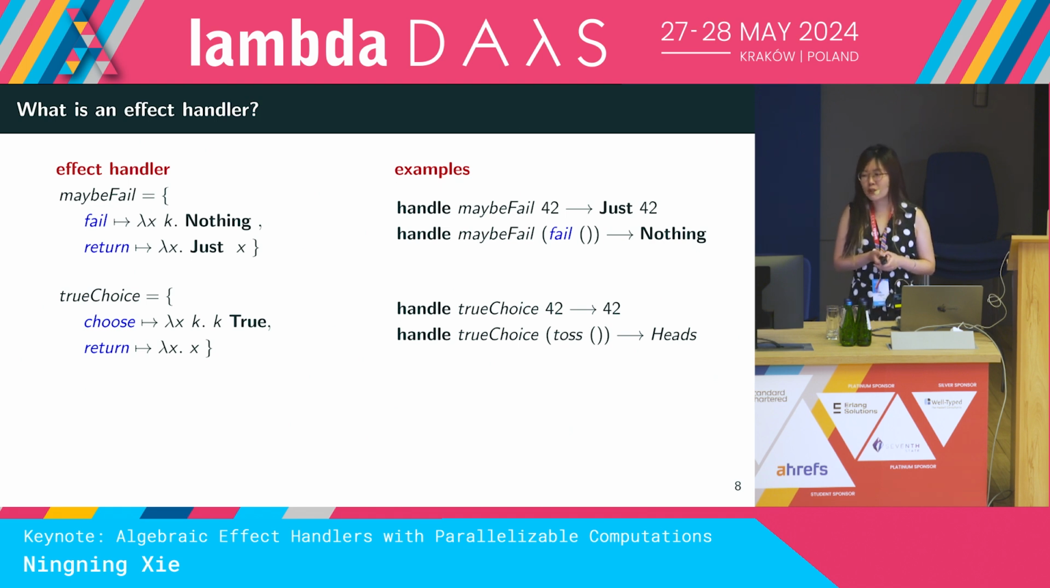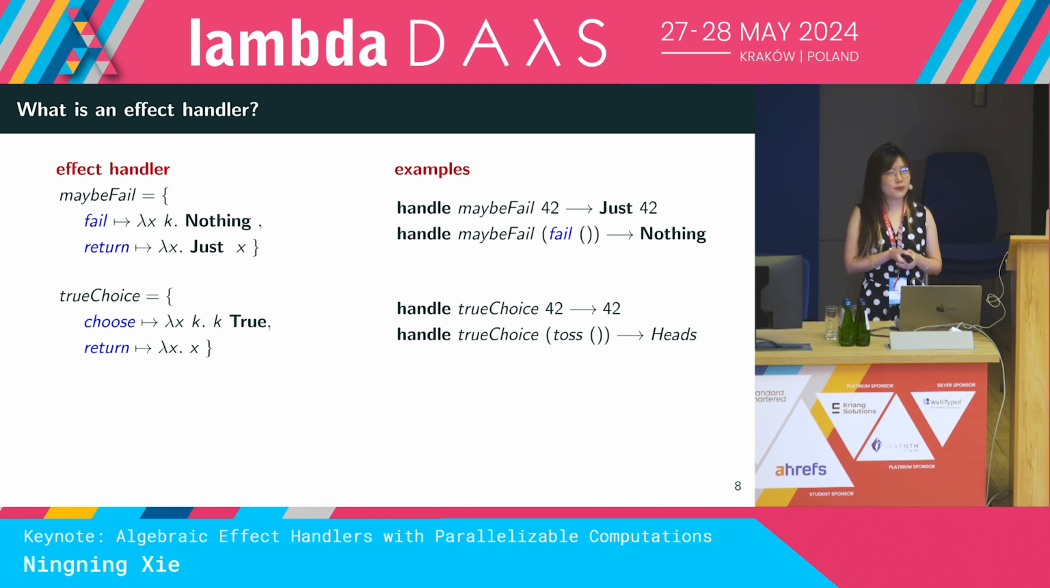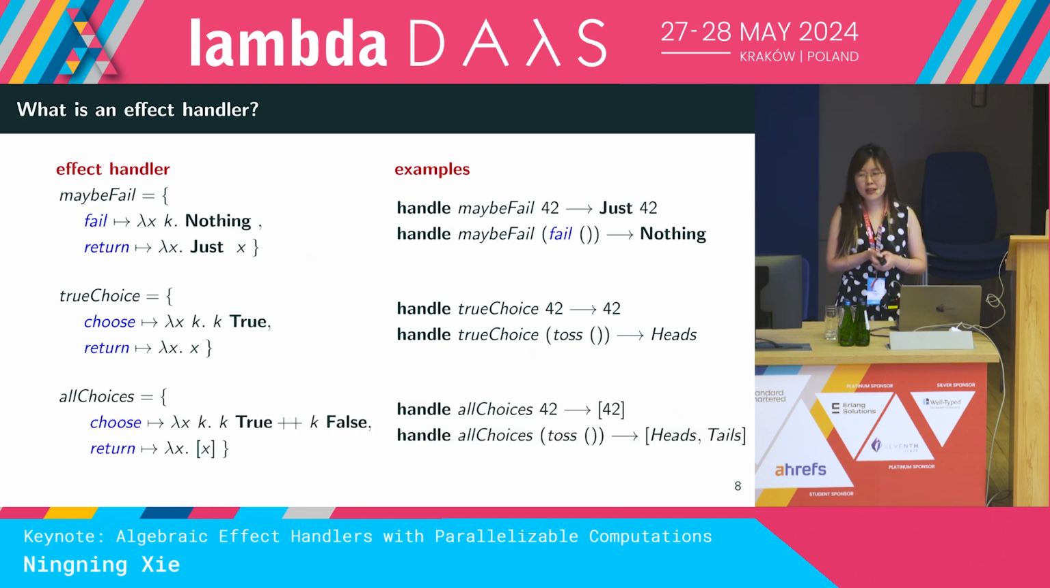So if we handle 42 with true choice, then we just get 42 back because this is where we apply the identity function. But if we handle the toss program that we just saw from the previous slide, that returns heads if the result of choose is true, otherwise returns tail, in this case, we are going to return heads because the operation of choose inside the toss program will return true. And more interestingly, because we have the continuation k available, a handler may choose to resume the original computation multiple times. So this all choices is, again, a handler for choose.